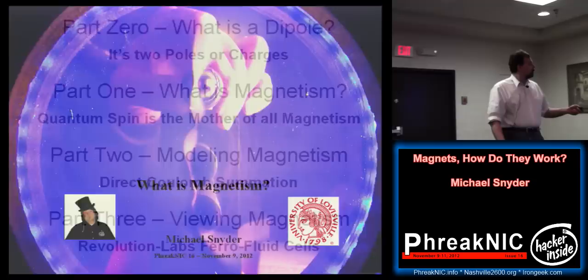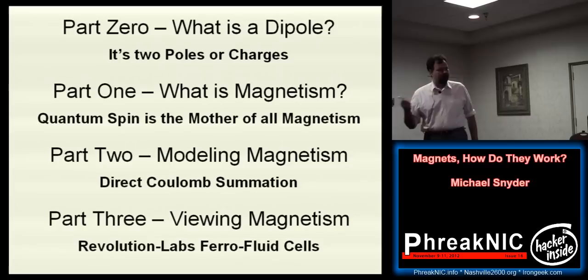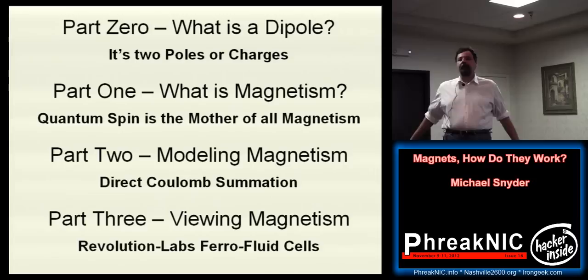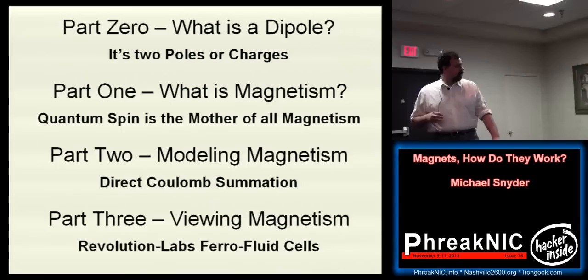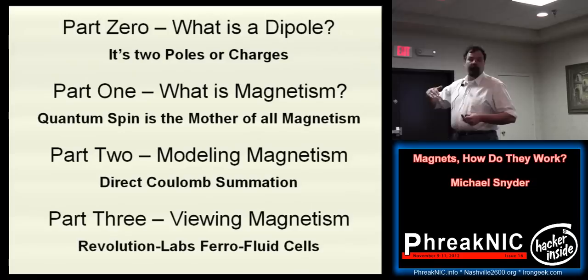Okay, this is my outline. What is a dipole? It's two poles of charges. We'll go through that. Part one, what is magnetism? Quantum spin is the mother of all magnetism. Part two, modeling of magnetism, and that's direct Coulomb summation. That's what I do. And part three is viewing magnetism, and that's the ferrofluid cells that you saw last year. And what I'm going to do is add some more slides to what I did last year.